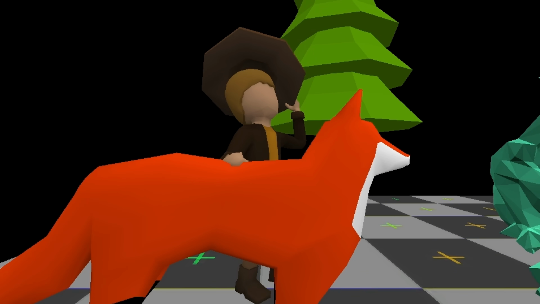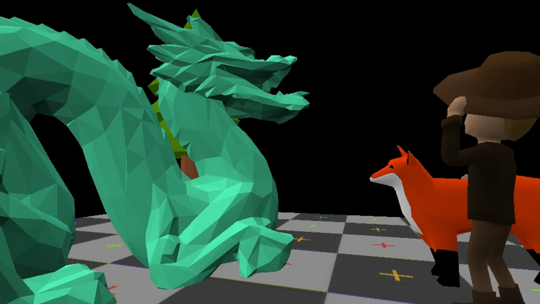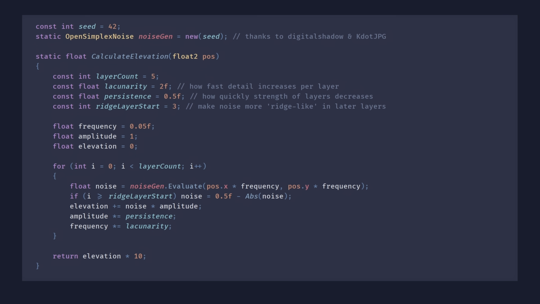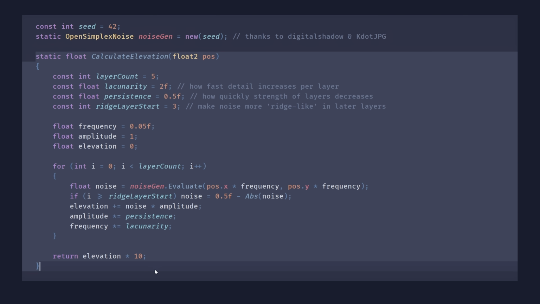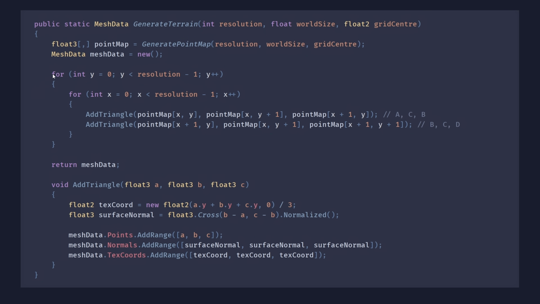Alright, we've come a long way, so let's do something fun to celebrate. And by fun, I'm referring of course to procedural terrain generation. So this code I've been working on here just calculates an elevation value given some point in the world, which it does using layers of simplex noise with increasing frequency and decreasing amplitude. Then this function here generates a grid of points, jiggled slightly for some variation, and with elevations calculated in a shocking twist by our calculate elevation function. Finally, we have this function here for actually assembling the mesh triangles from that grid.